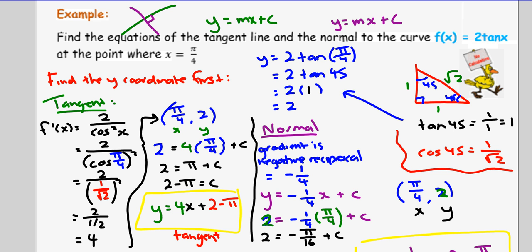Okay, here's a quick video finishing off this lesson. So here's the example. Find the equation of the tangent line and the normal line to the curve of f(x) equals 2 tan x at the point where x is pi over 4.